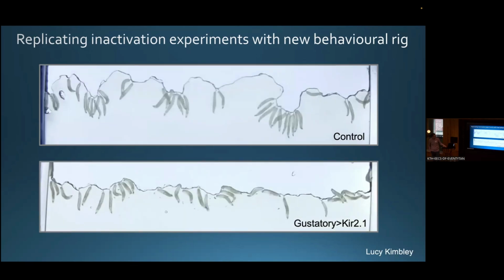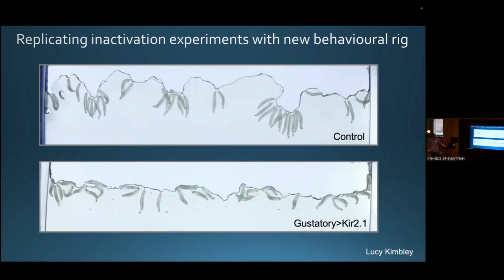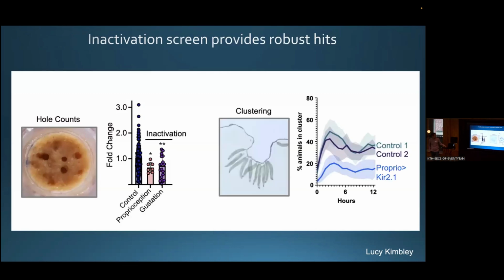I also have an example of when you disrupt the gustation in these animals. And you can see that both of these, they're quite disorganized and not really forming these nice clusters anymore. And this is just one example of quantification of that. This is the fraction of animals within a cluster, and in control, you usually have about 50% of animals up here. We have two controls here because there's just some genetics that's not very important for this talk. But you can see there's a huge decrease in the amount of clusters. So it seems like the inactivation screen provides robust hits that work across different behavioral assays.